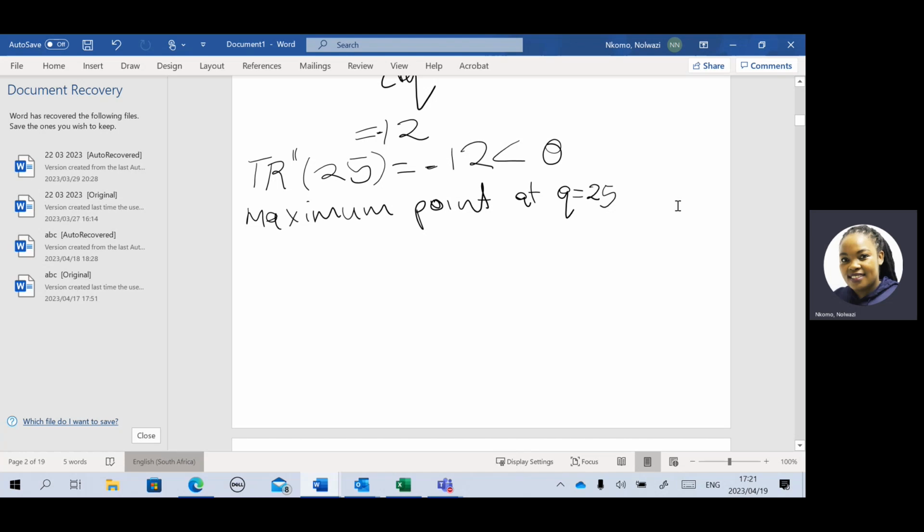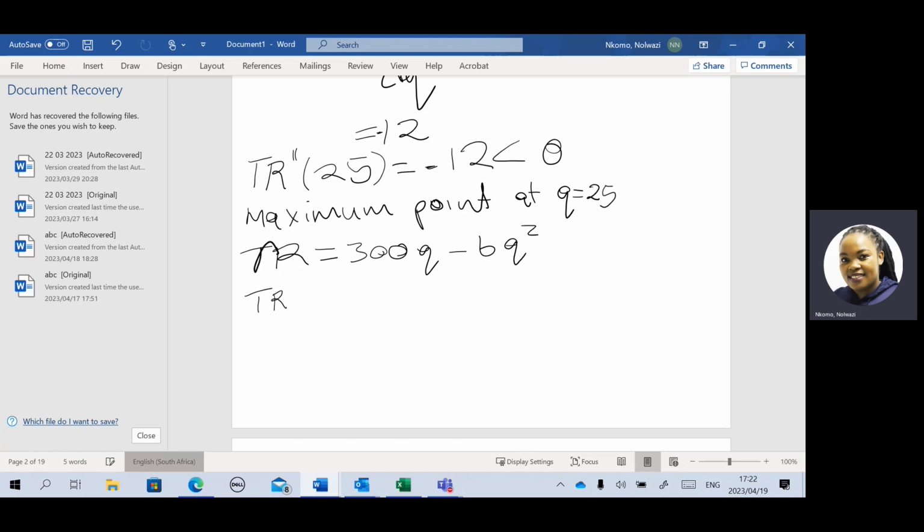Remember, we're trying to find the maximum total revenue. Now we know that we have a maximum total revenue when Q is equal to 25. Then the next step is to find the exact amount of the total revenue. Okay, we know that our total revenue is equal to 300Q minus 6Q squared, right?